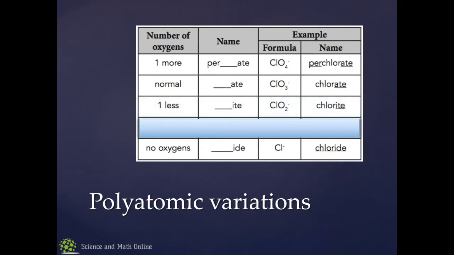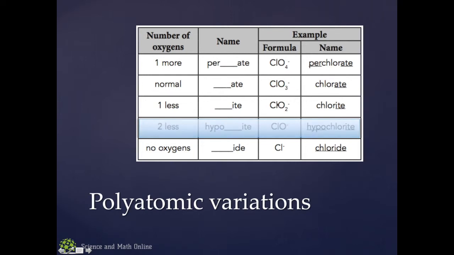All right. If you have 1 less oxygen, the ending changes from ate to ite. Okay. Once again, ite is not to be confused with ide. So you got to keep these two from being confused. So ite is 1 less. So once again, oxygen is the only thing that changes. Charges stay the same. Okay.